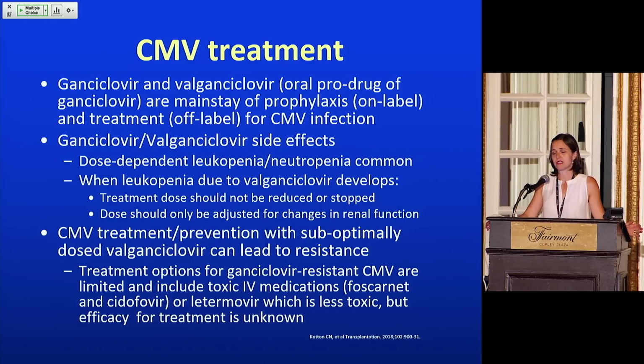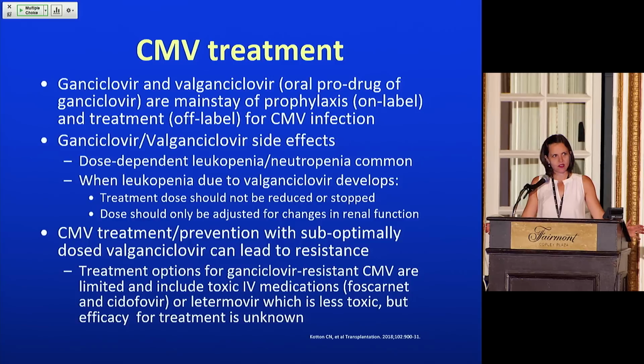And that puts you into just this terrible place because the options for treating resistant CMV are just worse. It includes foscarnet and cidofovir, which are IV medications that are both nephrotoxic. Foscarnet can cause some terrible electrolyte abnormalities. And then there are some other unusual side effects like iritis that cidofovir can cause.